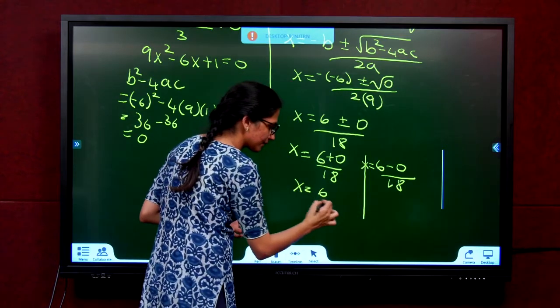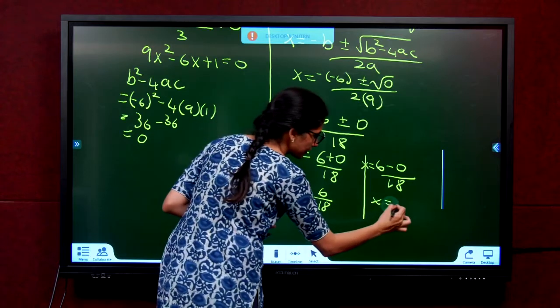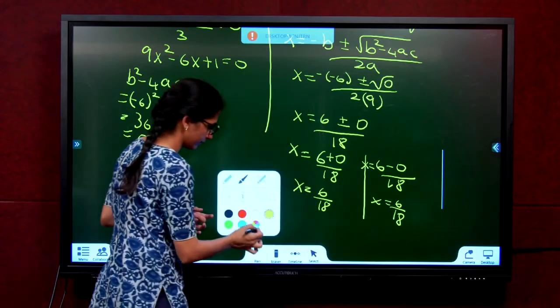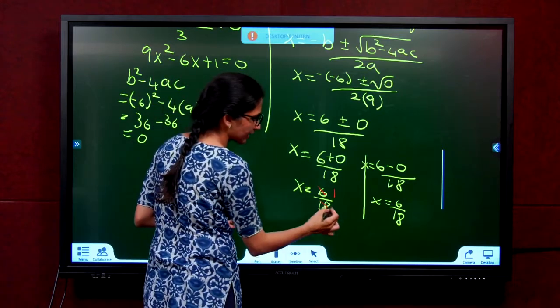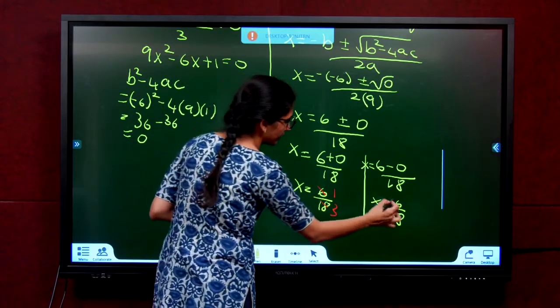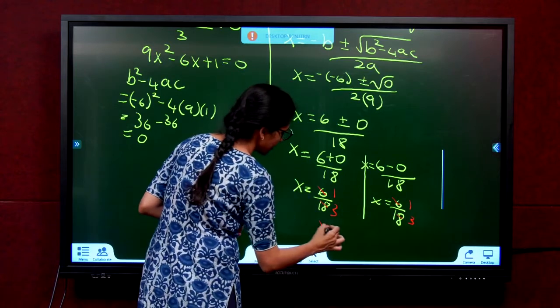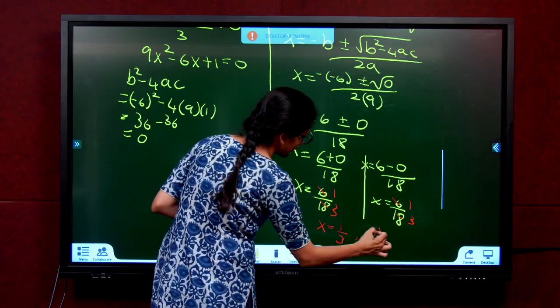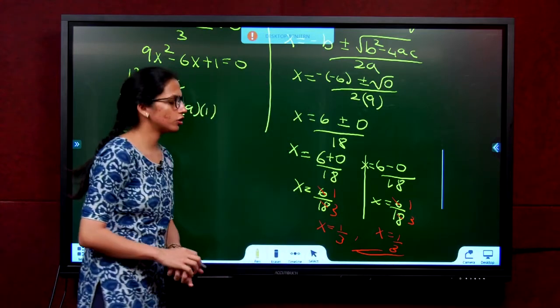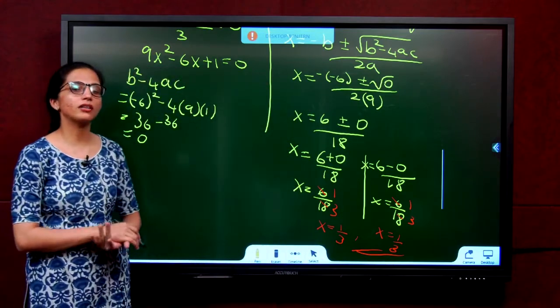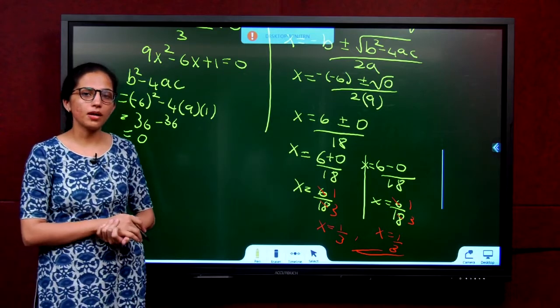x equals 6 by 18. How do we divide this? 6 ones are 6, 6 threes are 18. x equals 1 by 3, x equals 1 by 3. Conclusion statement. Therefore, the roots of the quadratic equation are 1 by 3 comma 1 by 3.